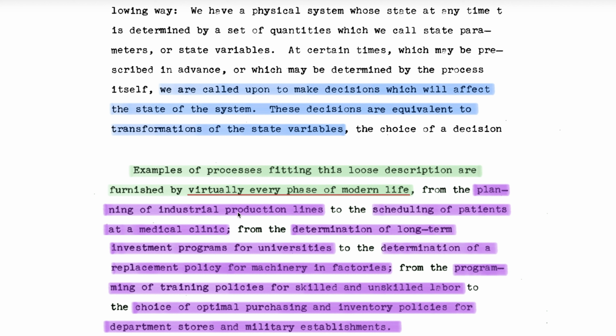For example, planning of industrial production lines, scheduling a patient at a medical clinic, determination of long-term investment programs for universities, determination of a replacement policy for machinery in factories, programming of training policies for skilled and unskilled labor, or choice of optimal purchasing and inventory policies for department stores and military establishments, and a lot more applications, as long as the problem is a multi-stage decision process.